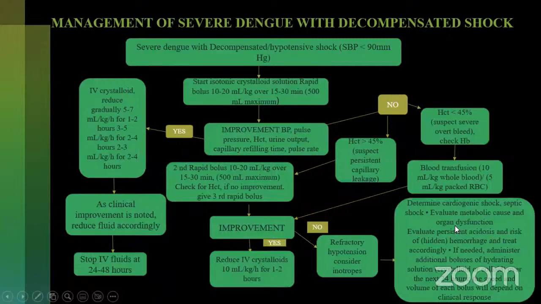So at this point, if the patient remains refractory and we have also considered inotropes, we need to now rule out other causes like underlying cardiogenic septic shock and other metabolic causes like persistent acidosis, or if there is any hidden hemorrhage, we need to look at these and treat accordingly. So for the next 24 hours, if needed, patients can be given additional boluses. They can decide the speed and the volume of the bolus based on the response.